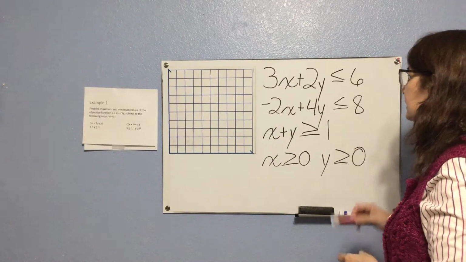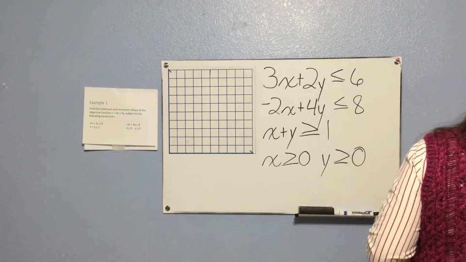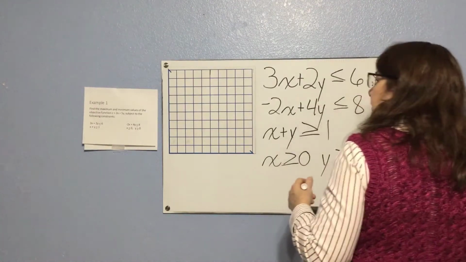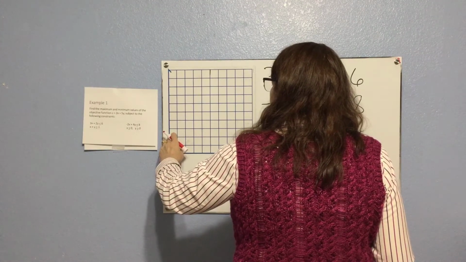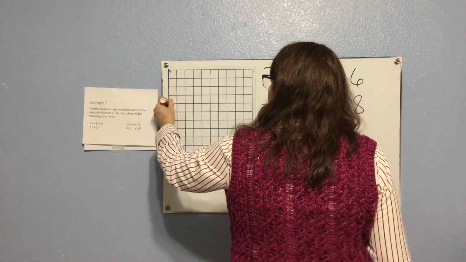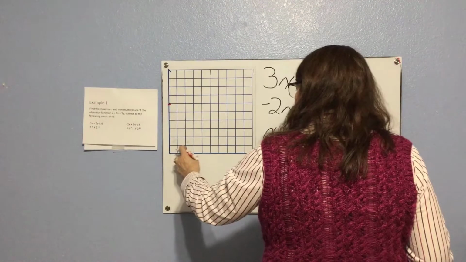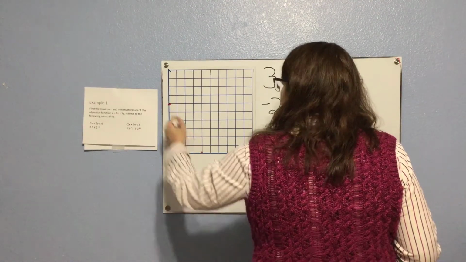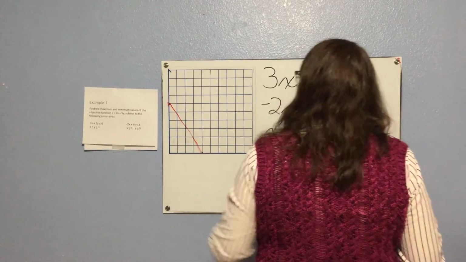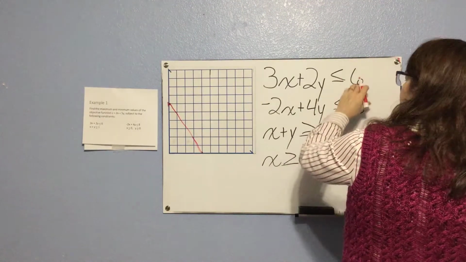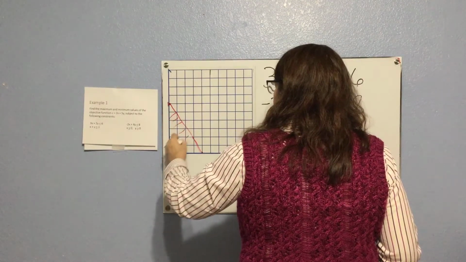So let's graph these. I'll start with this first one, 3x plus 2y. This is going to have a y-intercept of 3. And I'm going to let each two blocks represent one unit. So my y-intercept would be there. X-intercept would be at 2. So 1, 2. So there's my line. And I want this to be less than or equal to 6. So I'm going to shade this direction.